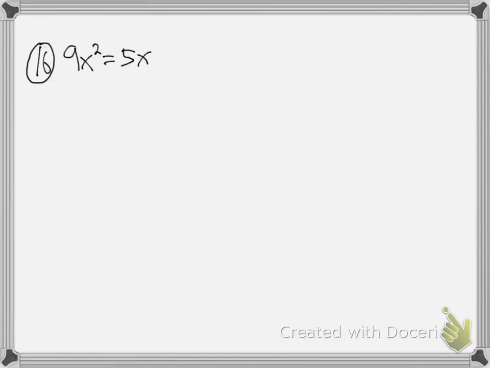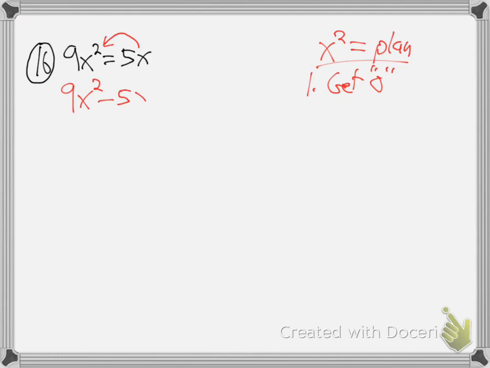Okay, let's look at number 16 here. Again, we have an x squared and an equal sign. So what's the x squared with an equal sign plan? Step 1, get a 0. So let's do that. So that means we got to jump the 5x over there, so it becomes 9x squared minus 5x, right? When something jumps to the other side, it switches its sign. Because I really just subtracted 5x from both sides. So step 1, get a 0. Step 2 is factor. Now, factoring is normally two parentheses, but not always.